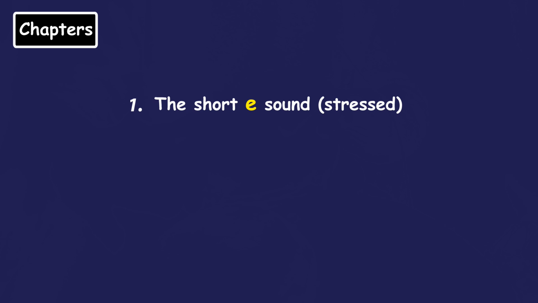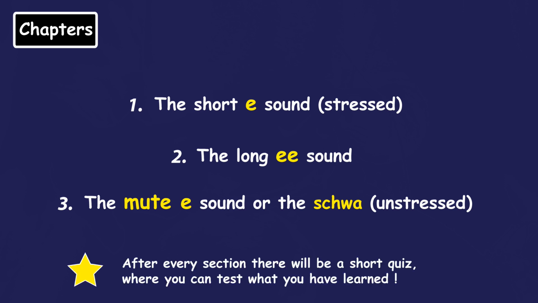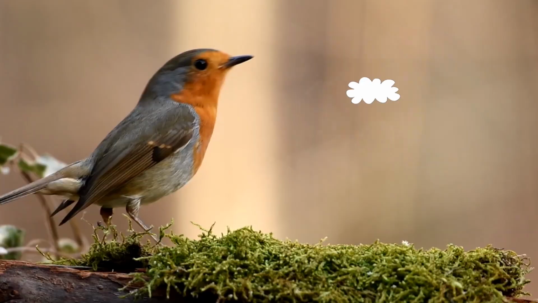This video has 3 chapters. The first chapter will cover the short E sound appearing in stressed syllables. The second chapter covers the long E sound, where word stress doesn't play a major role. The third chapter will cover the mute E sound or the Schwa sound, which appears in unstressed syllables. After every section, there will be a short quiz where you can test what you have learned. Let's dive in.